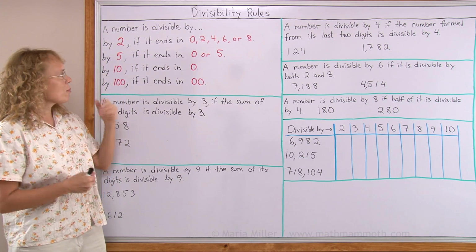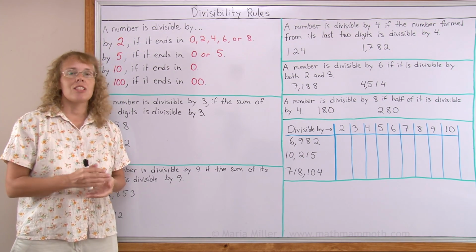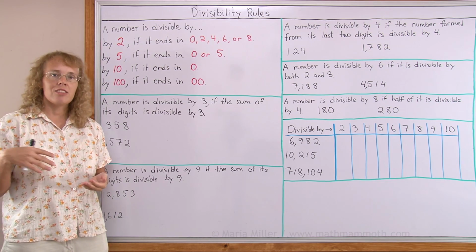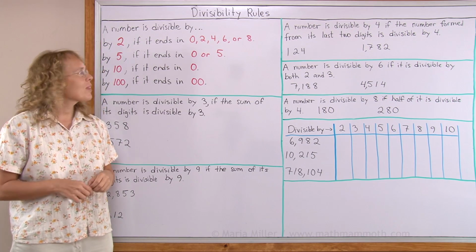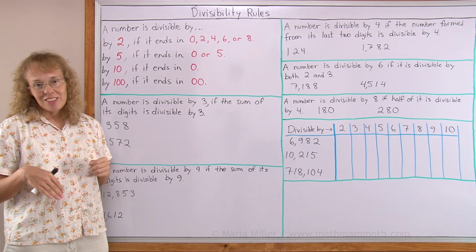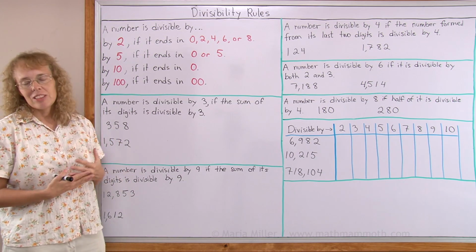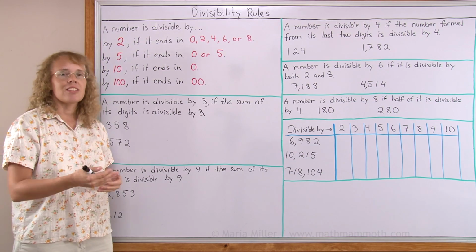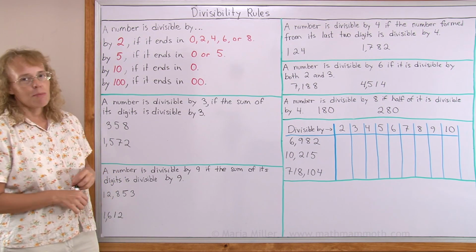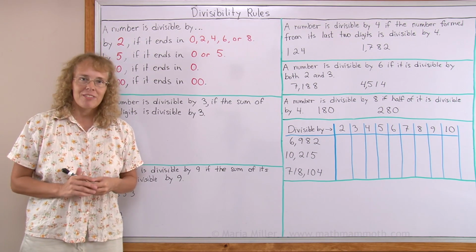And then it's divisible by 10 if it ends in 0, such as 40 or 60 or 100 or 1000 or 1200. And it's divisible by 100 if it ends in 2 zeros, okay? Or divisible by 1000 if it ends in 3 zeros, and so on. Let's look at some others now that you might not be familiar with.